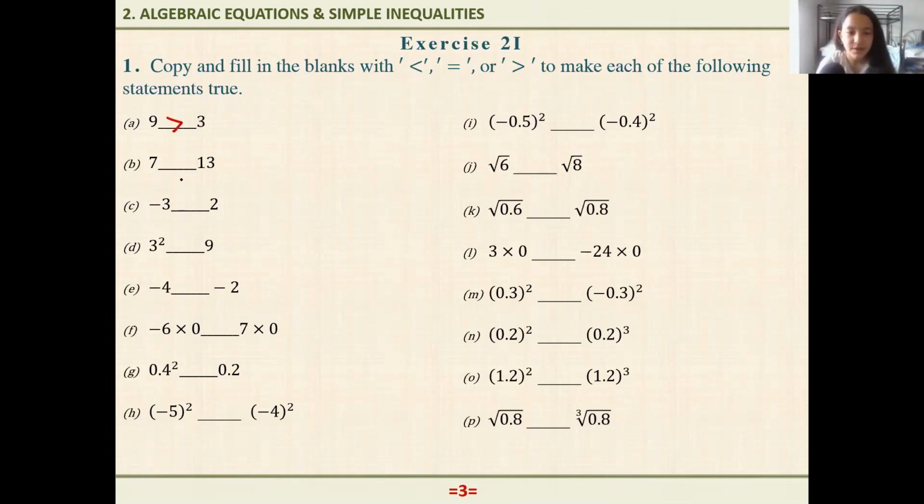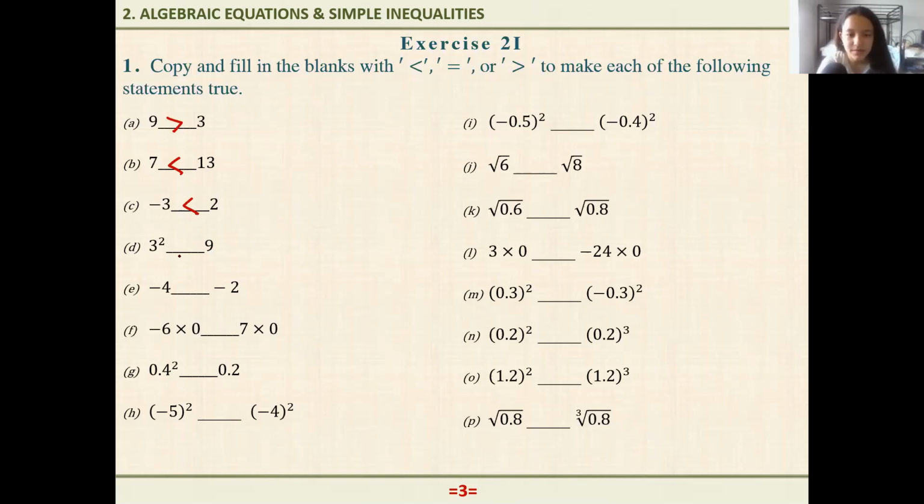Second, question B. 7 and 13. You should start from here. 7 comes first, right? 7 is less than 13. See? Negative 3 is less than 2. Negative 3 is less than 2. 3 squared and 9?